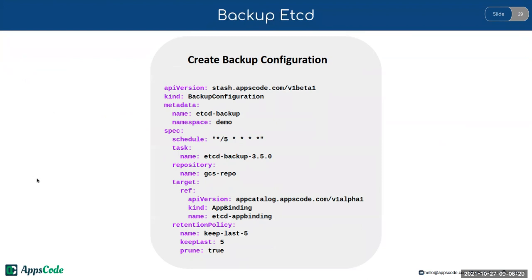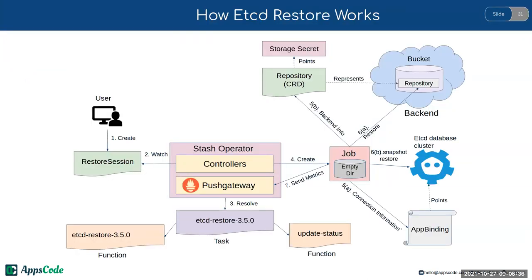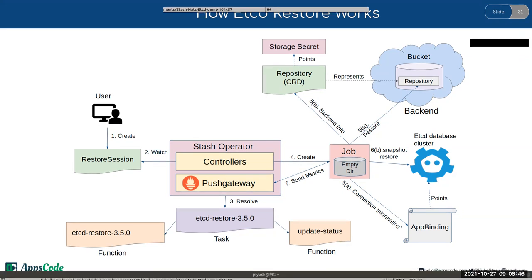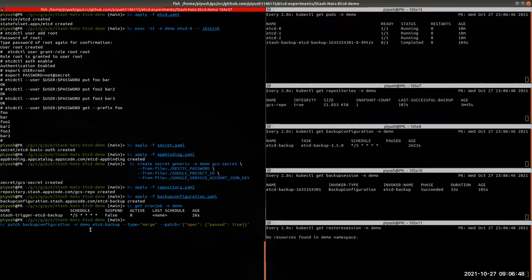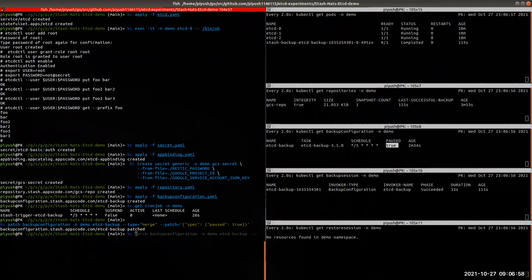Let's come to the restore part. Stash will automatically trigger backup every 5 minutes. We have taken a snapshot already. For that, we will pause the backup configuration for now. We can see here that the backup configuration has been paused, and the cron job should be paused also. Here, the cron job has been suspended.